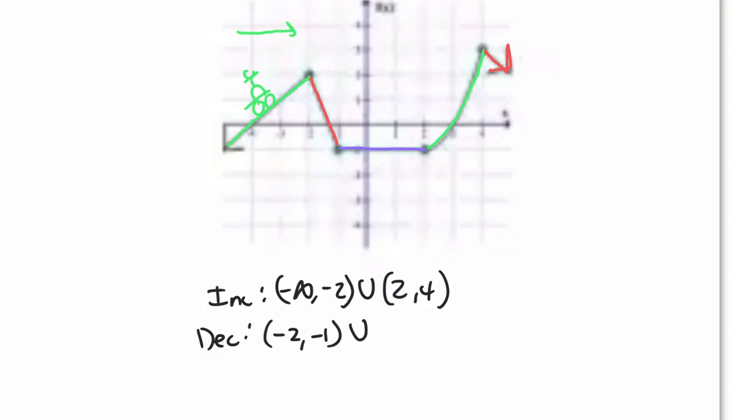Union symbol. Where else is it decreasing? Well, it starts at 4. We could steal it from here. It starts at 4 and then it goes down as we go to the right forever. So that is 4 to infinity.